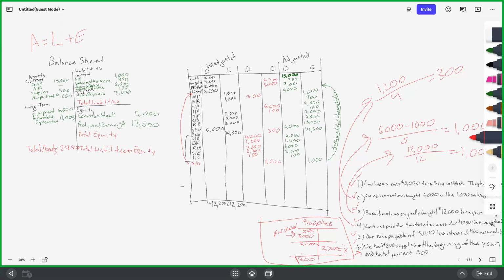Imagine we're off. I think we're off on liability. Let's see. 7,000, 10,000. Oh, no. Hey, we got it! But that's cool. This is how you do a good balance sheet, y'all.